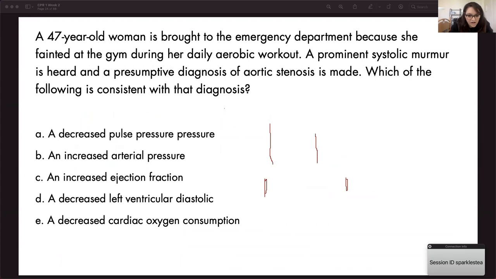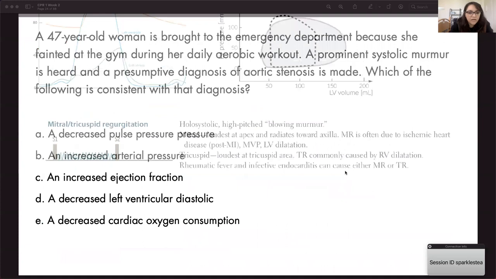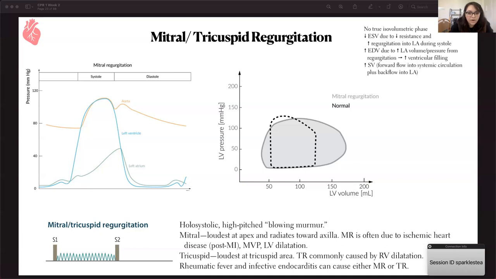Can you repeat which is louder on which? Sorry, can we go back to that slide just so I can answer that question? Okay, so the louder for mitral versus tricuspid, mitral is loudest at the apex of the heart, and then it's going to radiate towards the axilla, so towards like your shoulder. For tricuspid, it's loudest in the tricuspid area. So tricuspid is your right heart, so it's going to be louder in your right heart area.